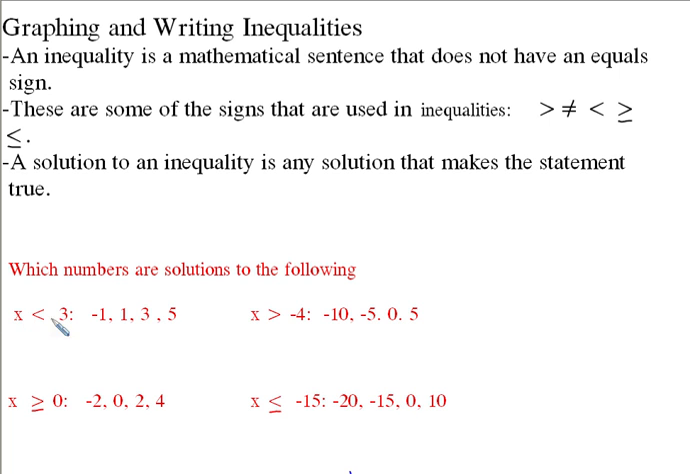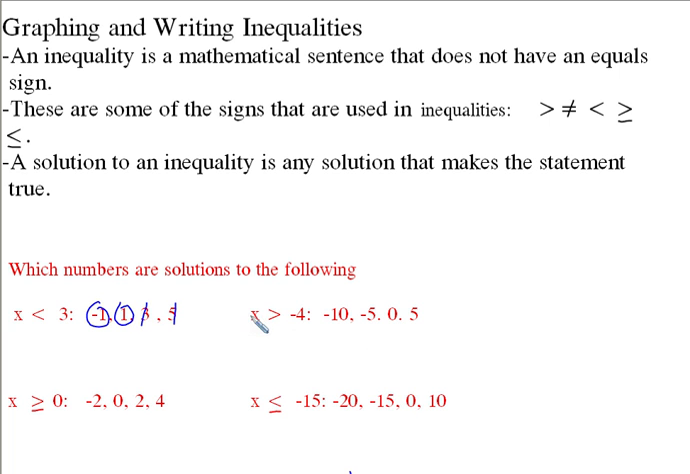So x is less than 3. We look and we see, well, is -1 less than 3? Yes, it is. So let's circle that. Is 1 less than 3? Yes, it is. Is 3 less than 3? Nope. Is 5 less than 3? Nope. And we're done with that problem.